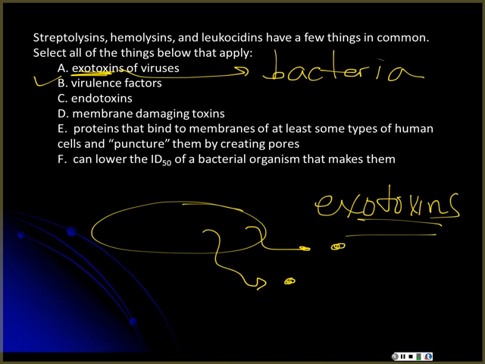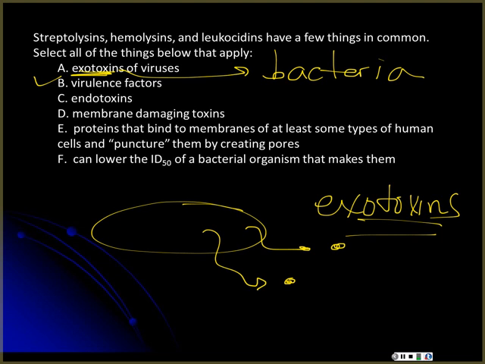Are these membrane damaging toxins? Yeah, all of those are hole punching toxins. E is protein Z, but yeah, that's what they do. They bind to the membranes of at least some types of human cells and puncture them.